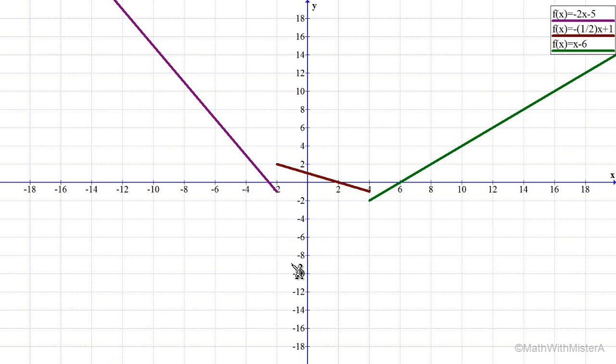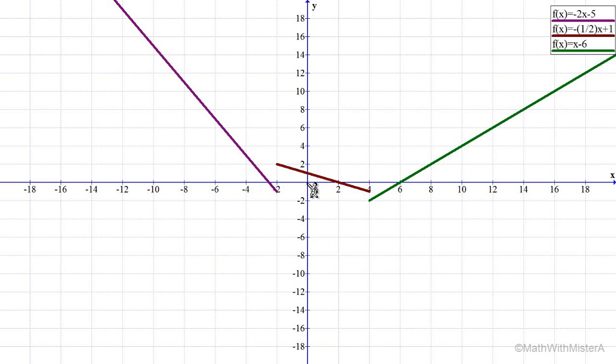Now, we did talk about those questions like what is f of 0 and what is f of 4. So now we can really see f of 0, it has only one value. When x equals 0, the value of our function is right here at positive 1. Same thing that we found algebraically.